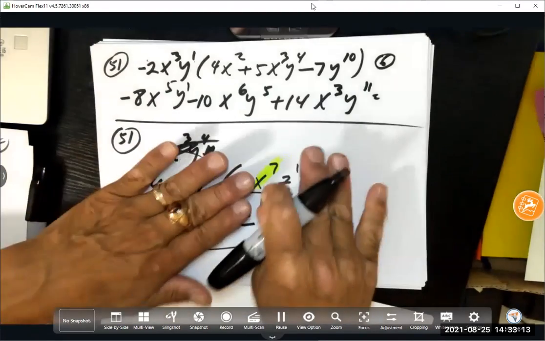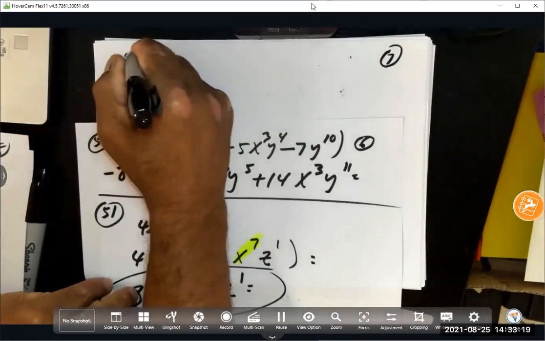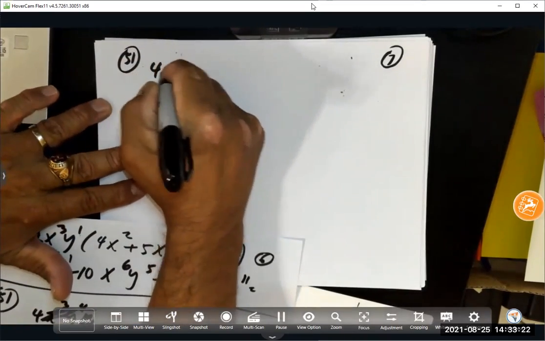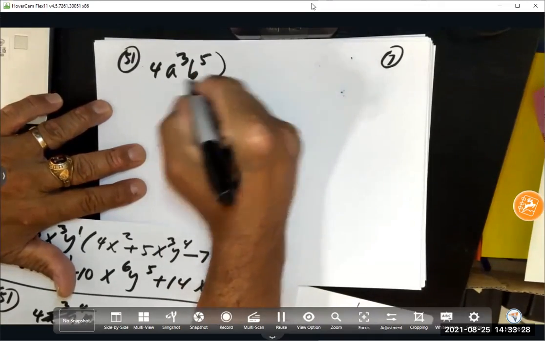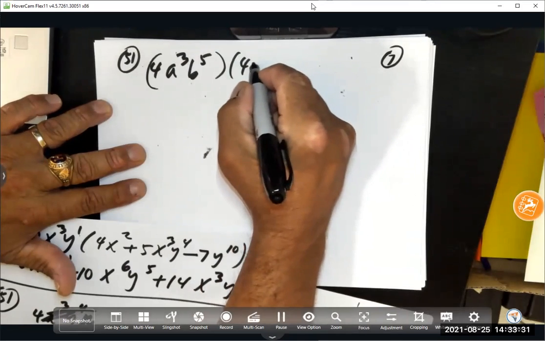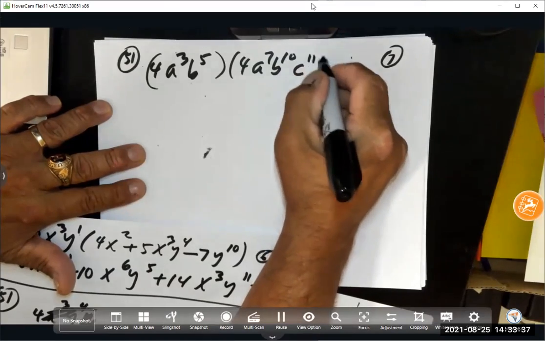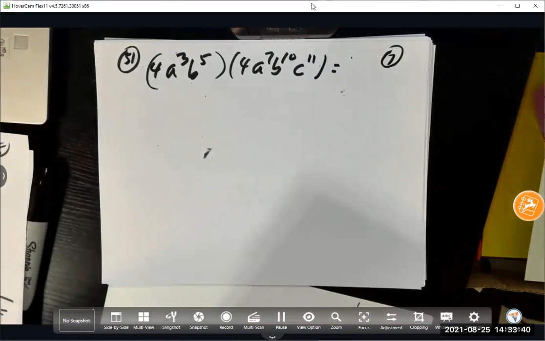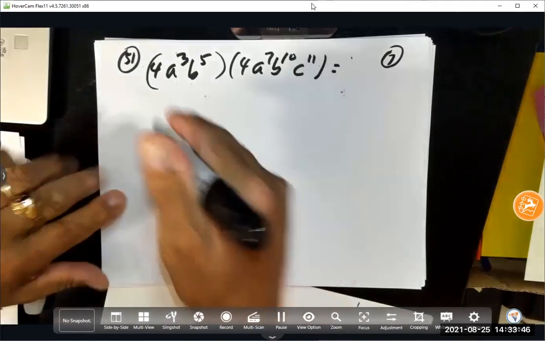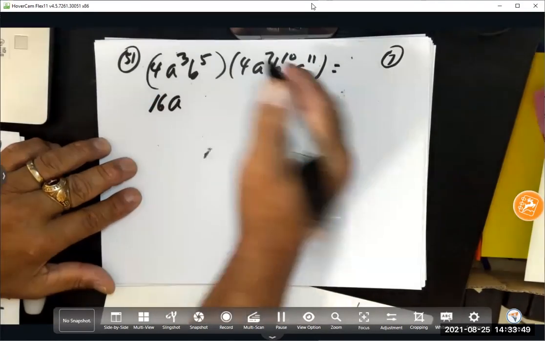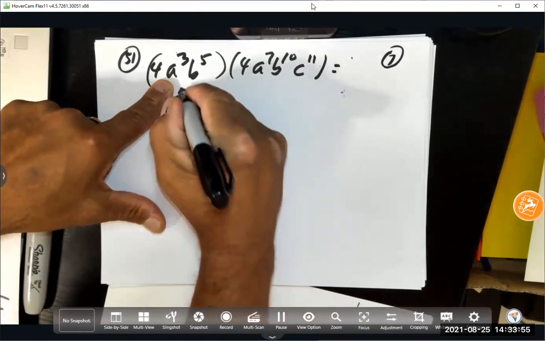Let me do one more like this one. Let me do one kind of like this one again: 4a3b5 times 4a7b10c11. All right, let's do this one. Ready? Can the 4 times 4 be done? Yes, 16. And then a3 and a7. I can put those together, right? What is that? a to the 10th power.